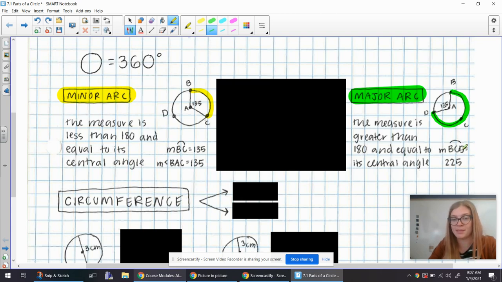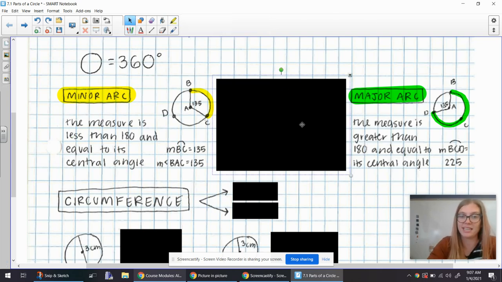Notice that we named this arc using 3 points. While this was just arc BC, this is arc BCD. That's because arc BD would be the smaller arc, and we need to show that we go all the way around the outside. So we have an arc that's less than 180. We have an arc that's greater than 180.